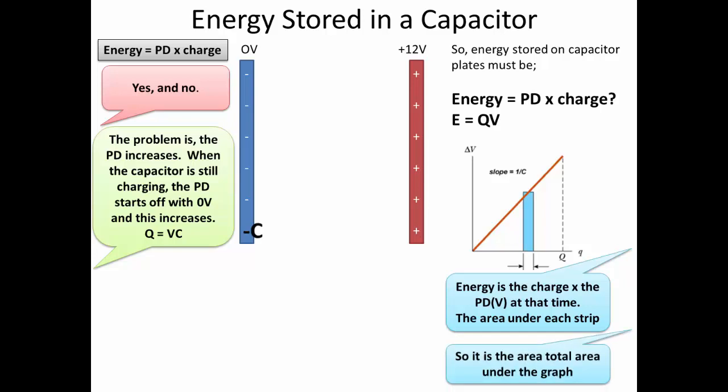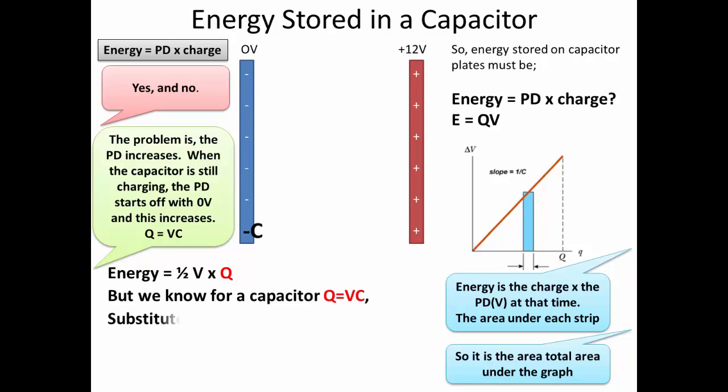So the area under the total graph gives the total energy stored when we charge the plates. Since it's a triangle, the energy is half times by V times by Q. But we know that for a capacitor, Q is equal to VC. So we substitute for Q and we end up with energy is equal to half V times by VC. And this reduces to the energy in a capacitor is half CV squared.